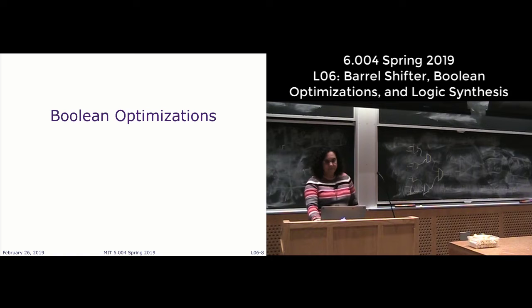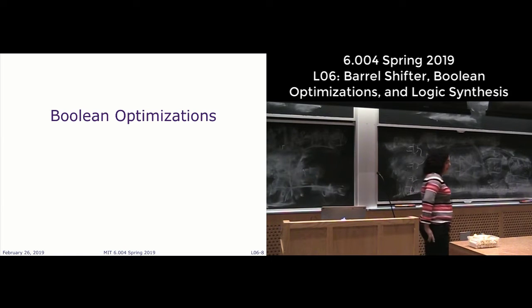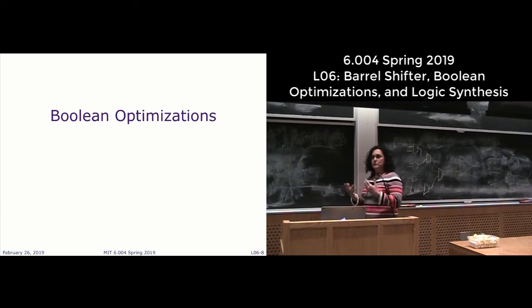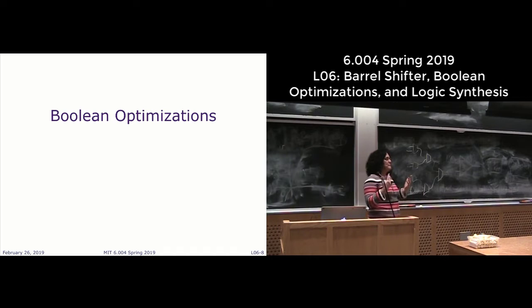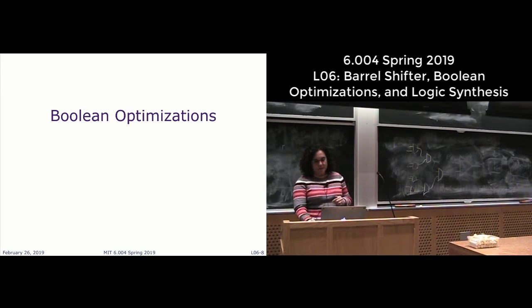Excellent. Okay, so now we're going to move on to the next topic for today, which is Boolean optimization. Now that we've seen how we take some Boolean expressions and convert them into circuits, we want to think about how we can make these circuits more optimal. What do we mean by that? We mean, can they be faster? Can they be smaller? And so the first thing that we're going to do in order to try to achieve that are what we call Boolean optimizations.